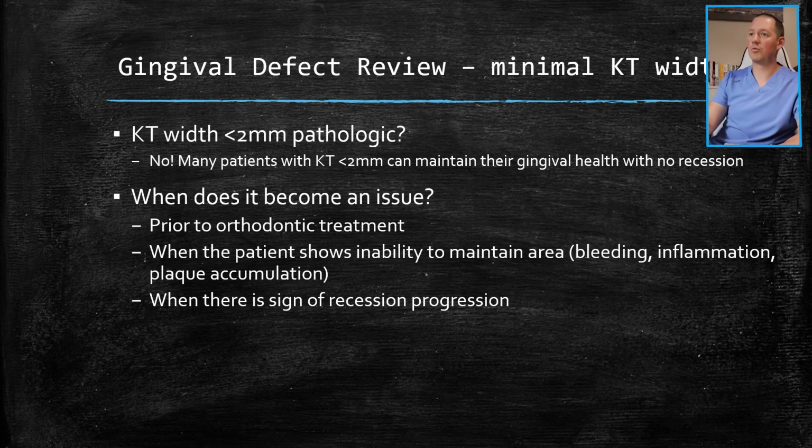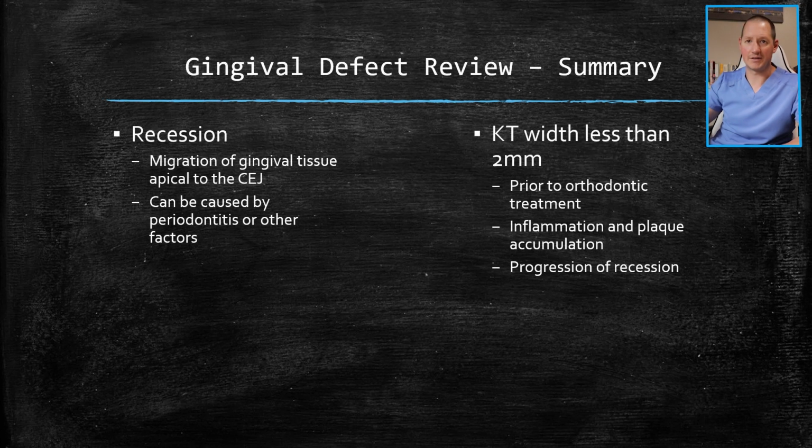All right, so let's just review real quick: recession and KT, right? These are the two things that I want you to be thinking about and watching for now in all of your patients, whether it's a periodic exam, a new exam, a periodontal exam, doesn't matter. Be thinking about these things and be watching for them in your patients. So recession, right? We talked about that as a migration of the gingival tissue apical to the CEJ. We start to see that root surface. It can be caused by periodontitis, or it can be caused by other factors. And we talked about that. It's good to understand and distinguish which disease is causing the recession.